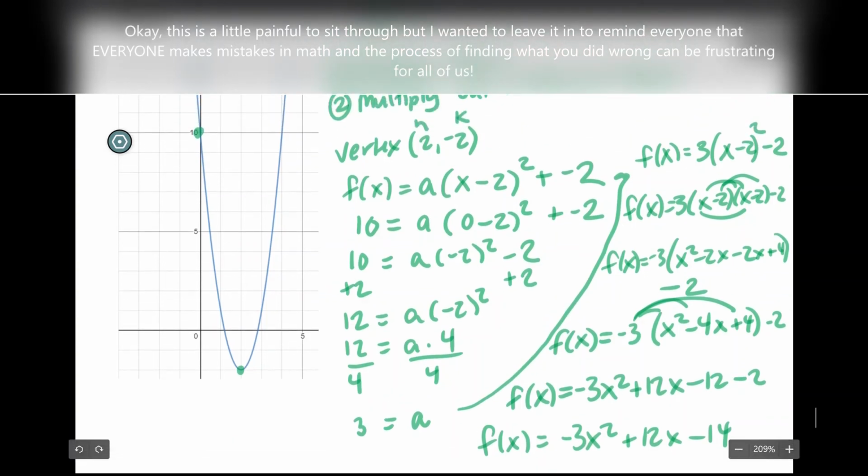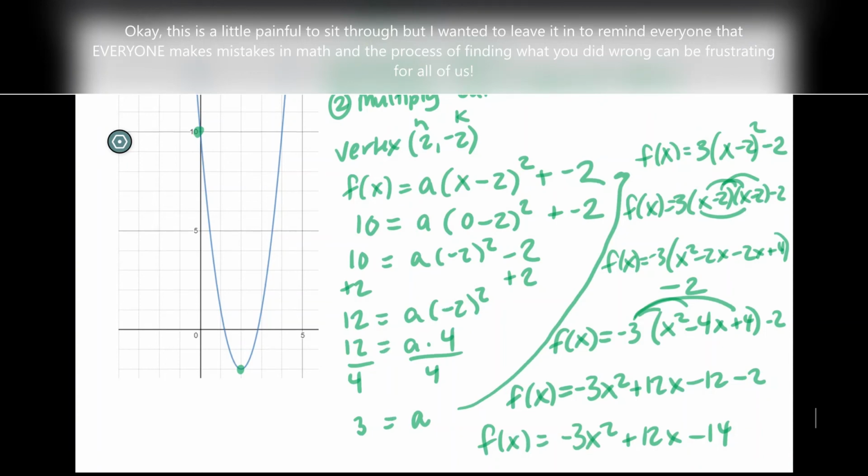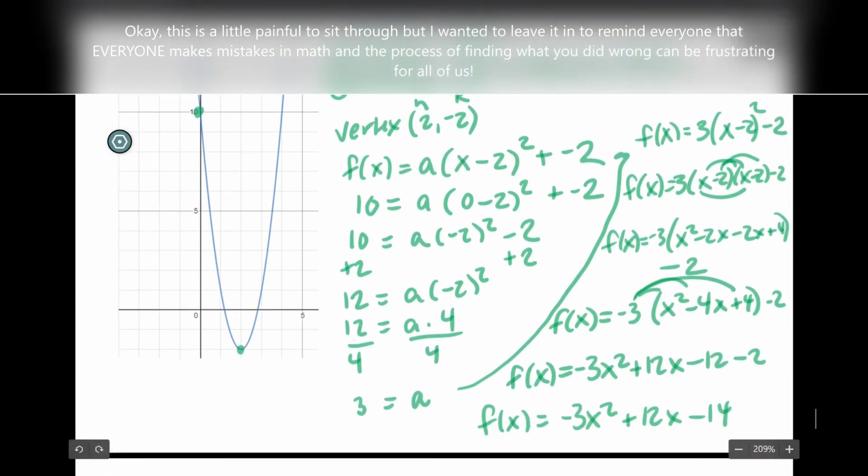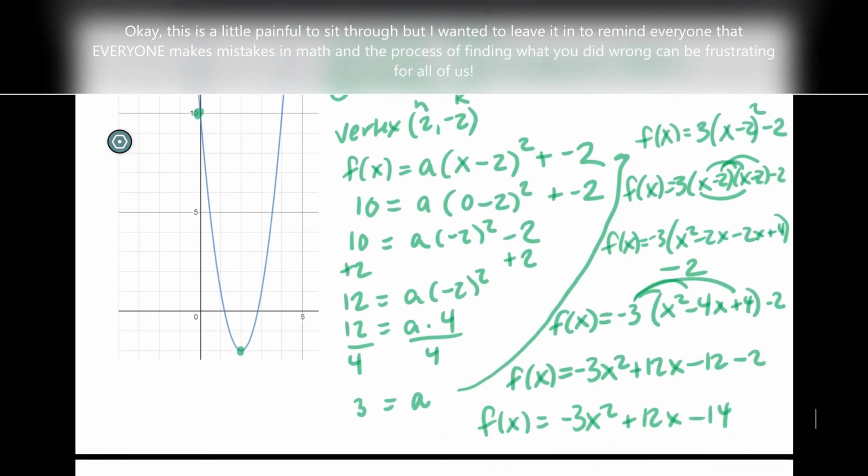X squared minus 2x plus 4. I don't know what I did wrong.